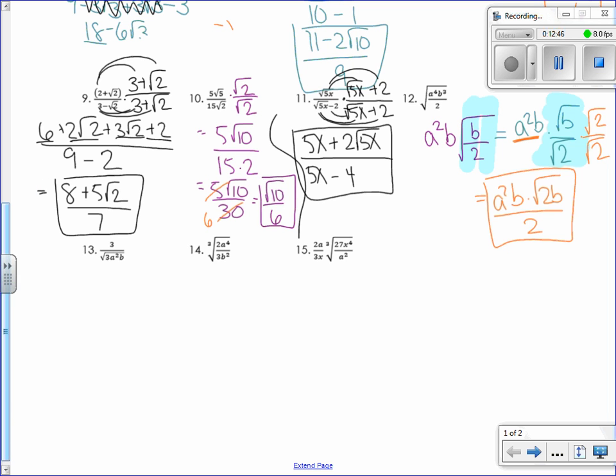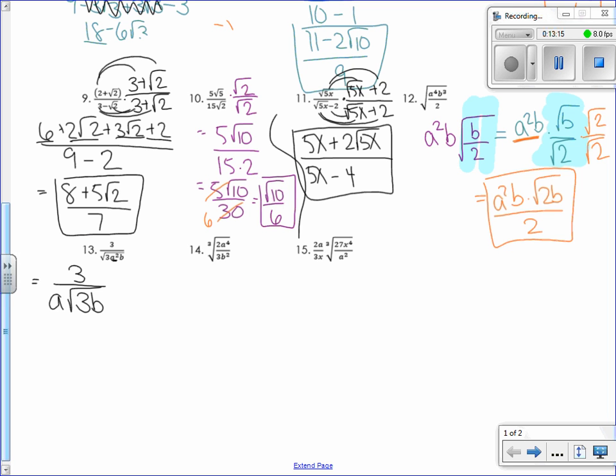For instance, if we look at 13, before I start multiplying stuff, I should notice that I have 2 A's under there, and I'm looking for groups of 2. So I can pull an A out. So this is going to be 3 over A times the square root of 3b. Okay, that's nice. The fewer things that you have in your radicand, the better.